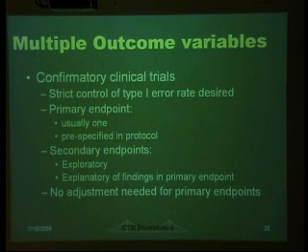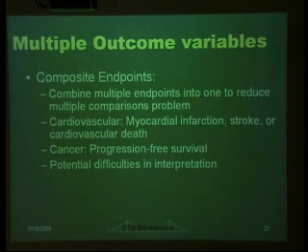So because you usually have one pre-specified primary endpoint, there's no multiplicity adjustment typically used. Sometimes there's not a clear single endpoint, but you can piece them together. Composite endpoints are another way of bypassing this multiple testing problem. You can combine multiple endpoints into one to reduce that multiple comparisons problem.